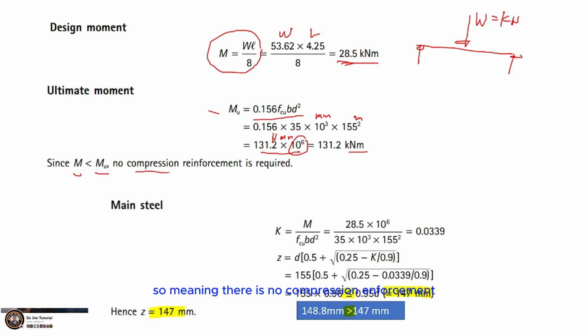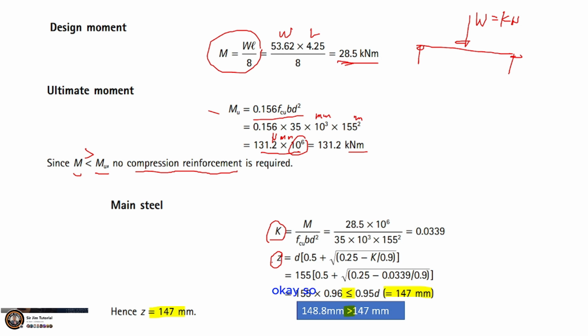Okay, so meaning there is no compression reinforcement. Otherwise, if the M is bigger than Mu, meaning the resistance is not capable of resisting the design moment, then there is a compression reinforcement, which I'm going to discuss in the double reinforced beam. It doesn't happen in the slab. So for the main steel, you just have this value K that you need to calculate to get the value Z.